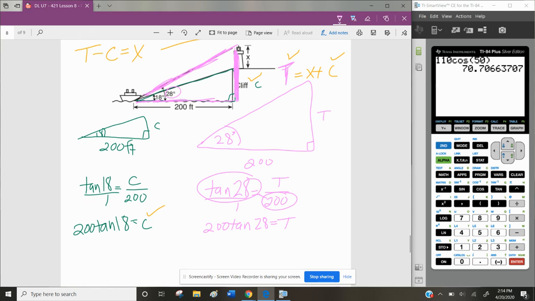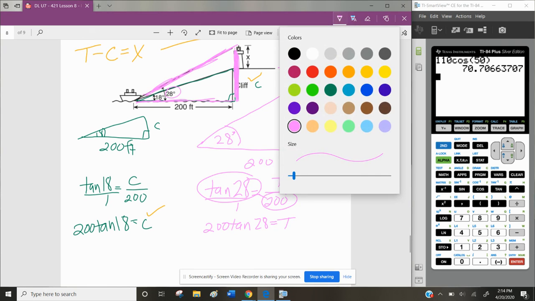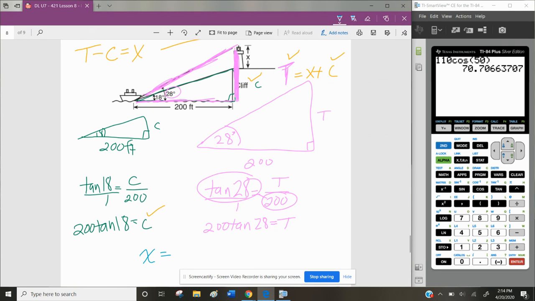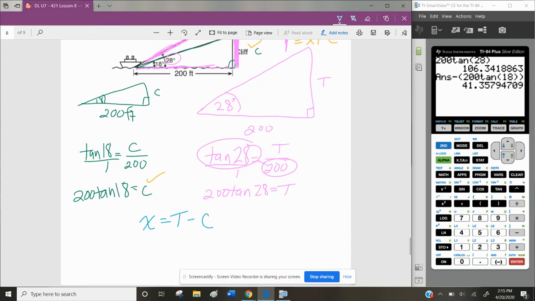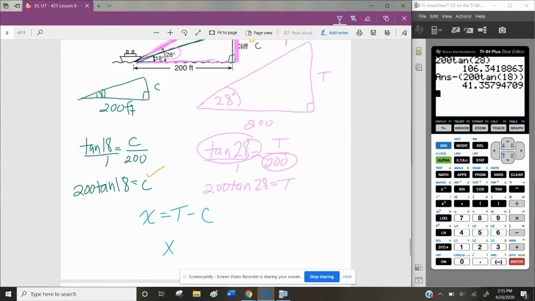So now my last step to get x is to subtract those values. x equals t minus c, which I will do directly in my calculator. 200 tangent 28 minus 200 tangent of 18. We get 41.35, and let's see, they wanted us to round to the nearest tenth, so that is 41.4.